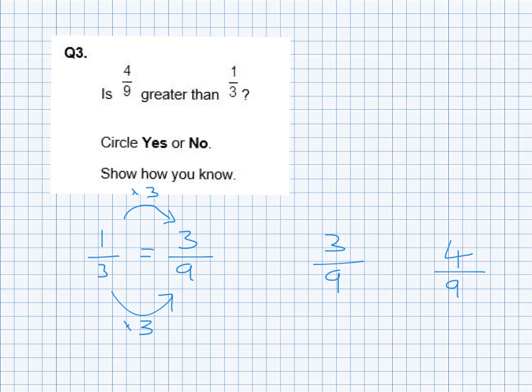So in terms of evidence, this is all we need to do. We need to show our working out to show how we've got to the value of 3/9, and then show that we understand that 3/9 is less than 4/9.